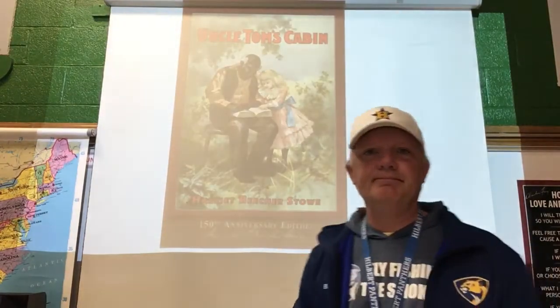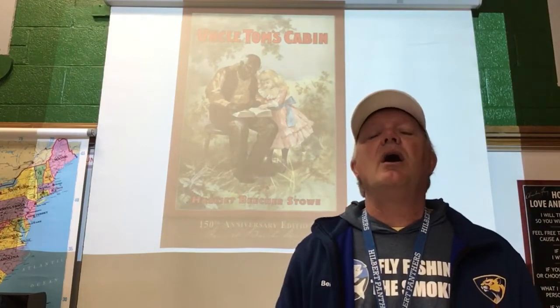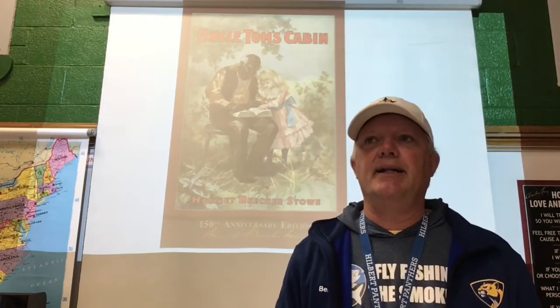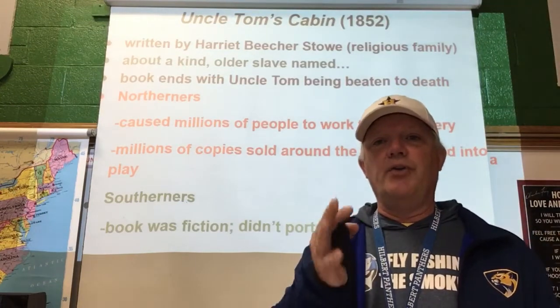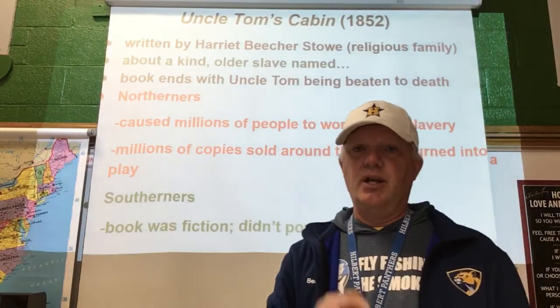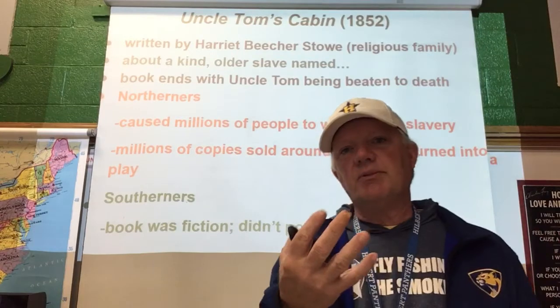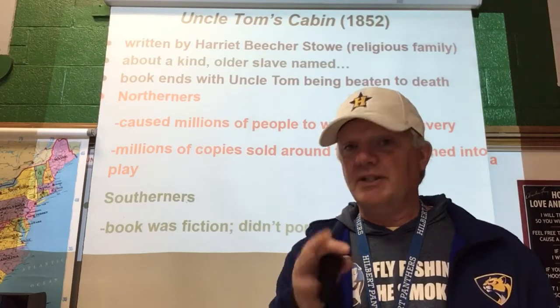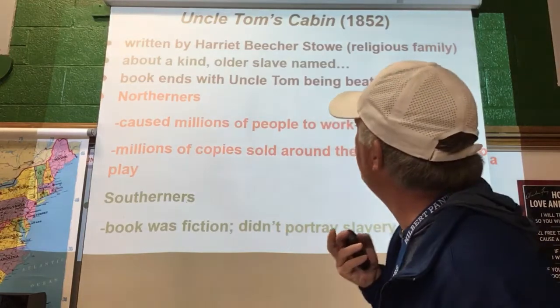A book. A book is going to be one of the causes of the Civil War. Uncle Tom's Cabin. It was written by a lady named Harriet Beecher Stowe, and Harriet Beecher Stowe came from a very well-known religious family. Her brothers were preachers, all right? She lived in Cincinnati, all right? She had seen escaped slaves crossing the Ohio River. Cincinnati's right on the Ohio River, and coming to the north, okay?